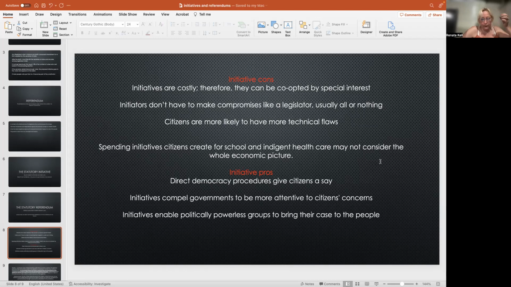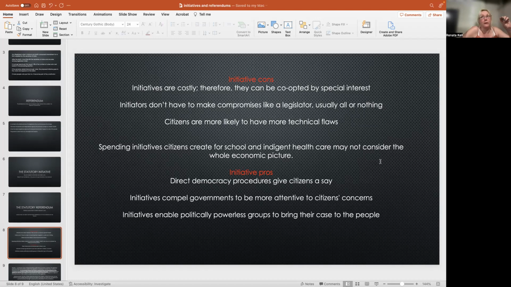Some pros: it's a direct democracy. Procedures give citizens a say. Not every state has that, so it does give them a say to put stuff straight in and get it passed. Initiatives compel governments to be more attentive to citizens' concerns. You get these initiatives through, the government sees them, and it spikes their interest in what the people are wanting or needing, or what they think they need or want.